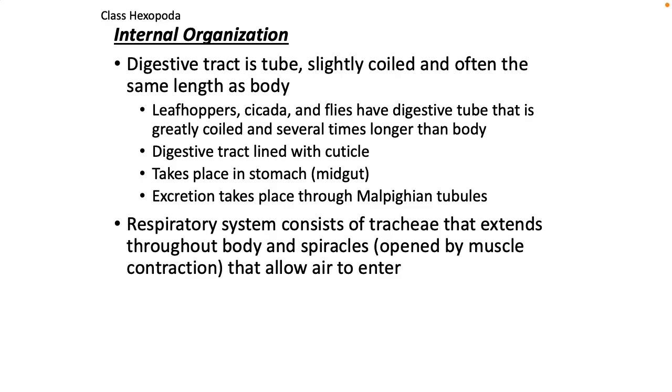Okay, internal organization. The digestive tract is just a simple tube, usually the same length as the body. There are some exceptions. Digestion takes place in the stomach or the midgut. Excretion, again, is by Malpighian tubules. The respiratory system is made up of tracheae and spiracles.